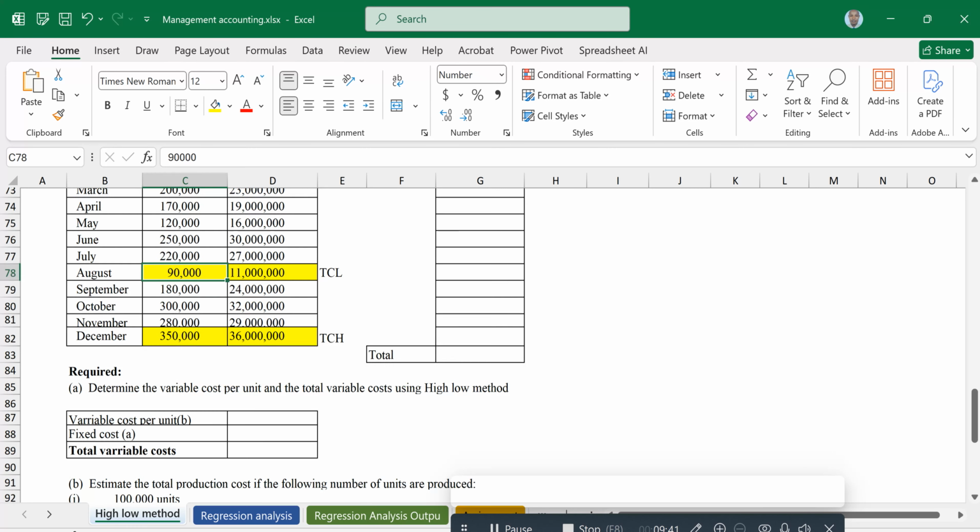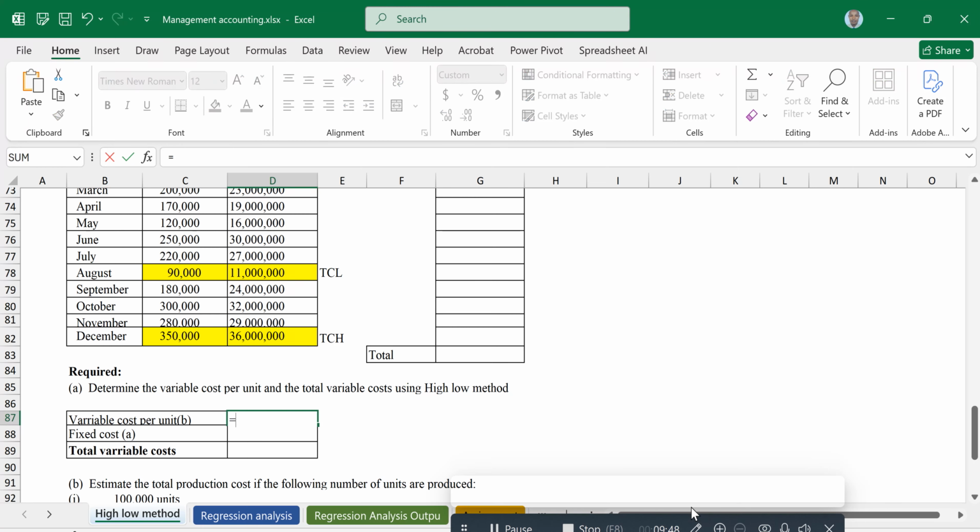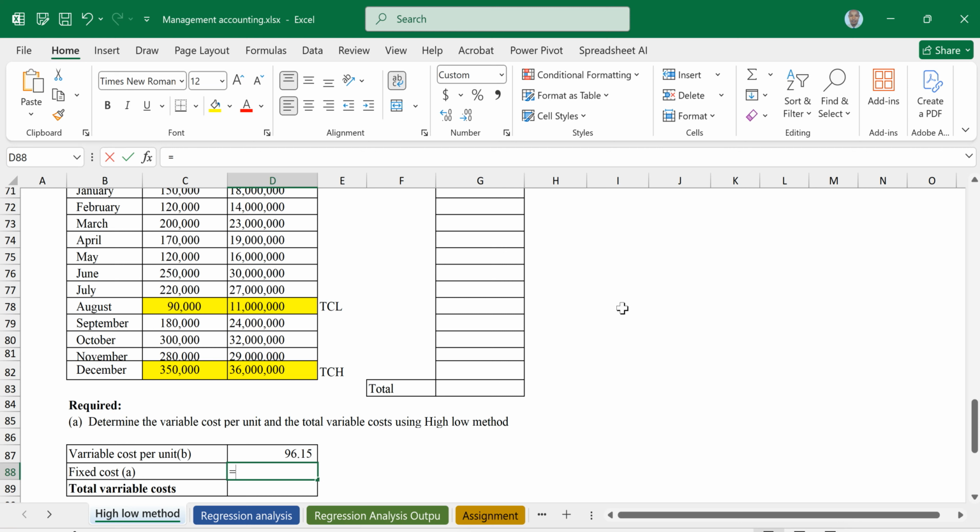Now determine the variable cost per unit here. B, the variable cost per unit will be equal sign, bracket, total cost at high minus the total cost at low, close bracket, over number of units at high. So before that, you open bracket again, then the number of units at high minus the number of units at low. Close bracket, enter.